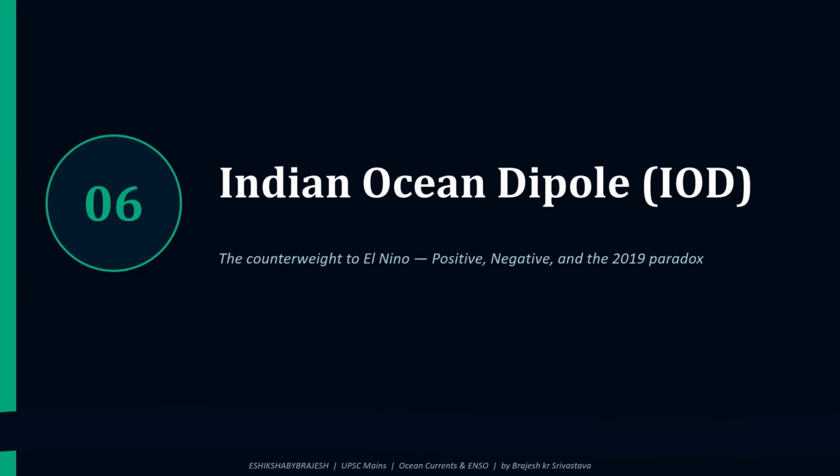Module 6. The Indian Ocean Dipole. If El Nino is the villain in India's monsoon story, the Indian Ocean Dipole is sometimes the unexpected hero, the force that can completely counteract El Nino's suppressing influence. And the most dramatic example of this, the 2019 paradox, is one of the most important case studies for UPSC.